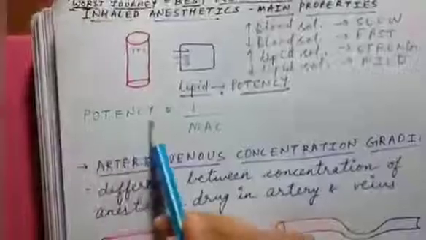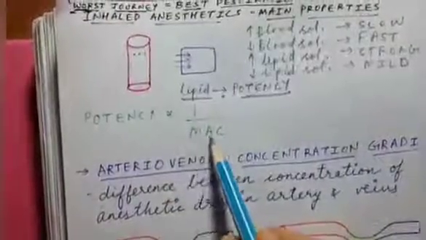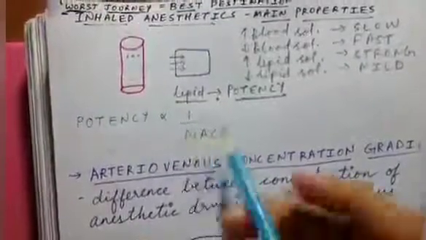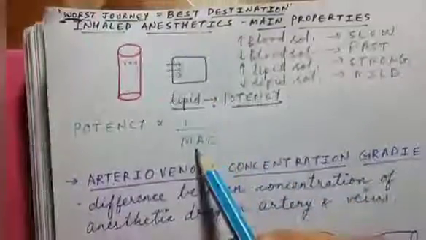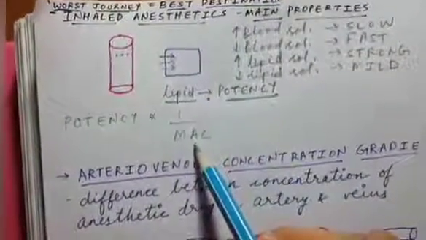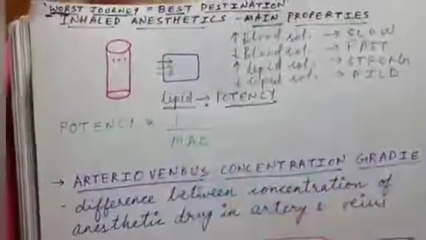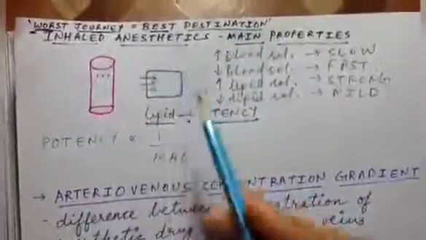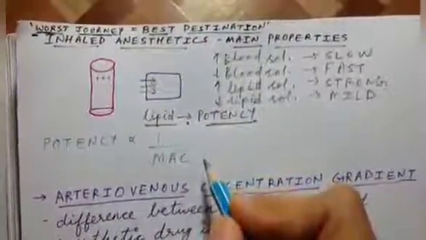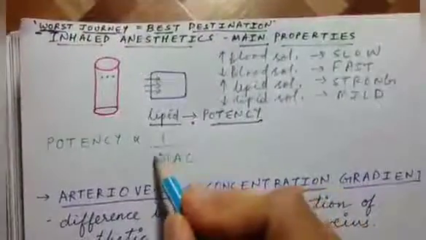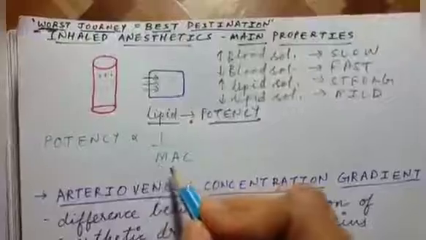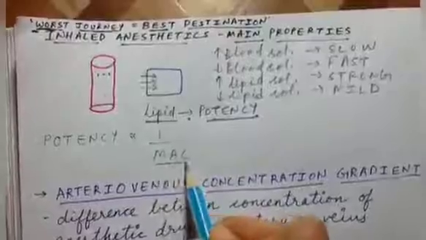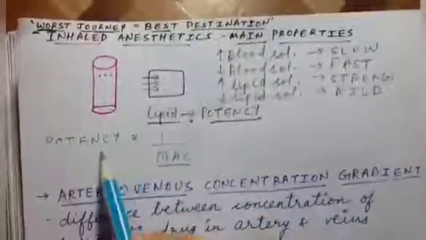Now potency is inversely proportional to minimal alveolar concentration. So what is minimal alveolar concentration? It is the concentration of anesthetic in alveoli which is required to produce its effect in 50% of patients. 50% of patients will not respond to any painful stimulus. That is what we say minimal alveolar concentration. And why is it inversely proportional to potency?